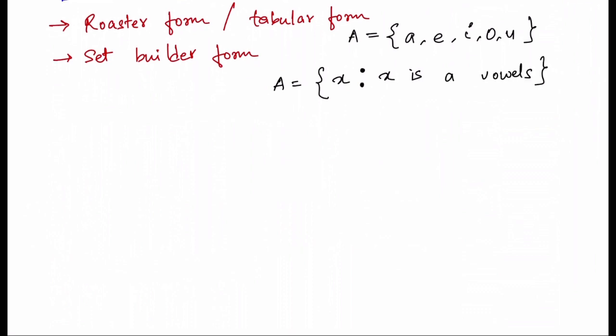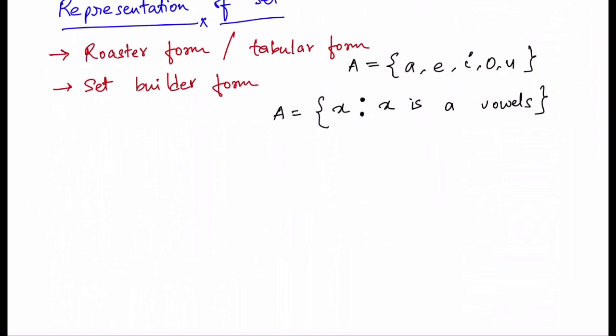Okay, all the elements are vowels. That is, x is a vowel. So x is an element of set A. x represents all the elements. Okay, x is an element of set A such that x is a vowel. Such that x is a vowel means every element in the set is a vowel.